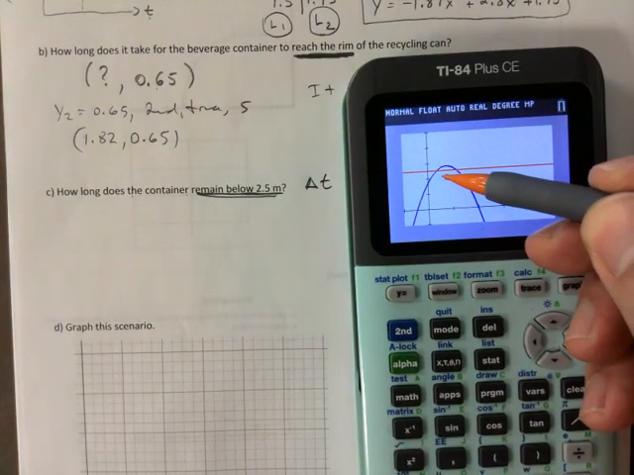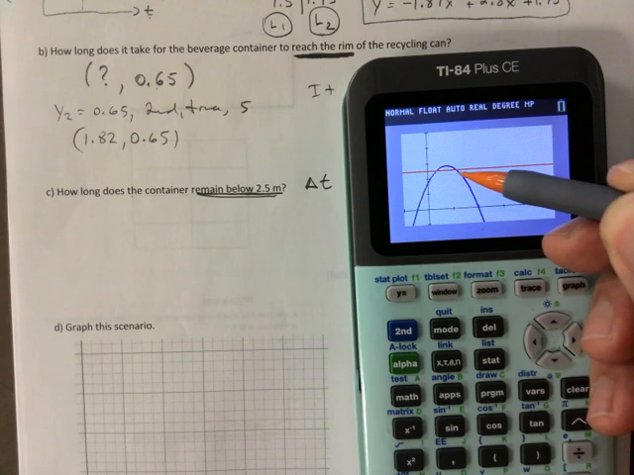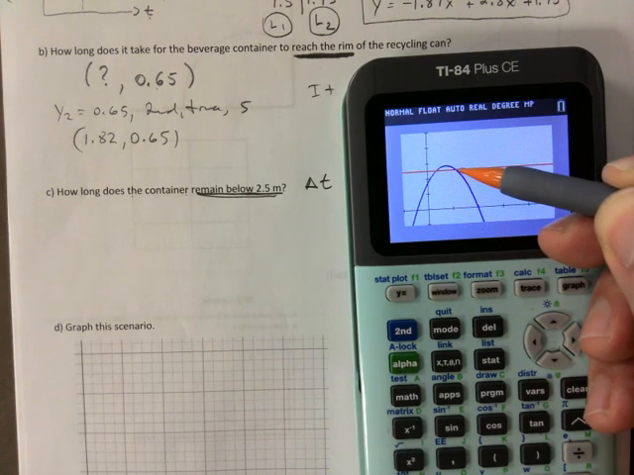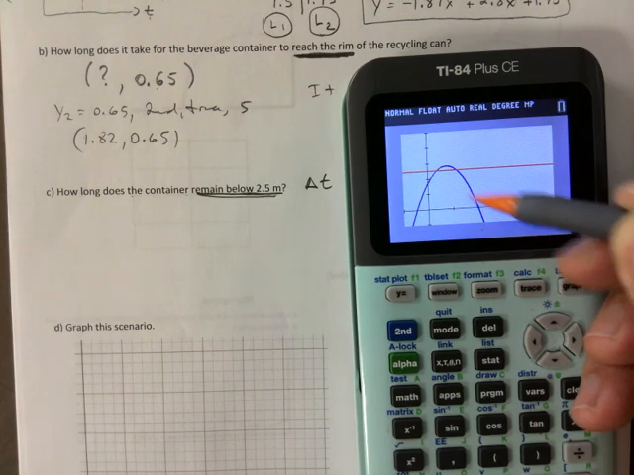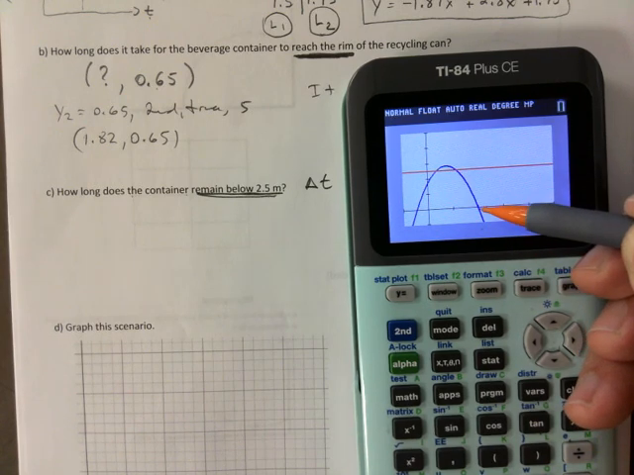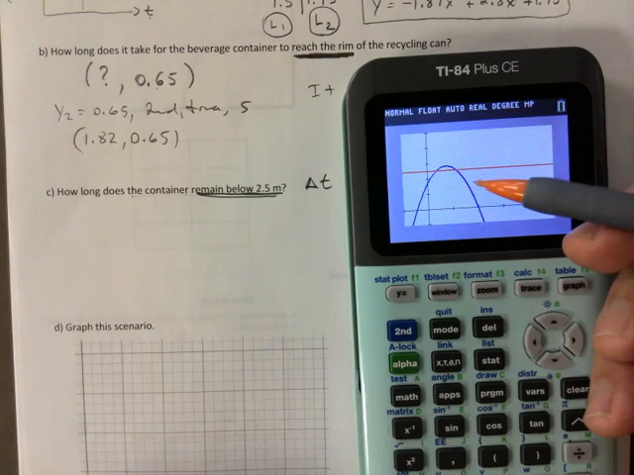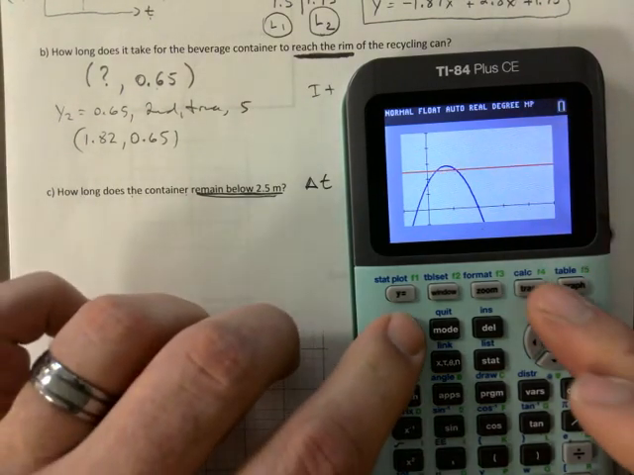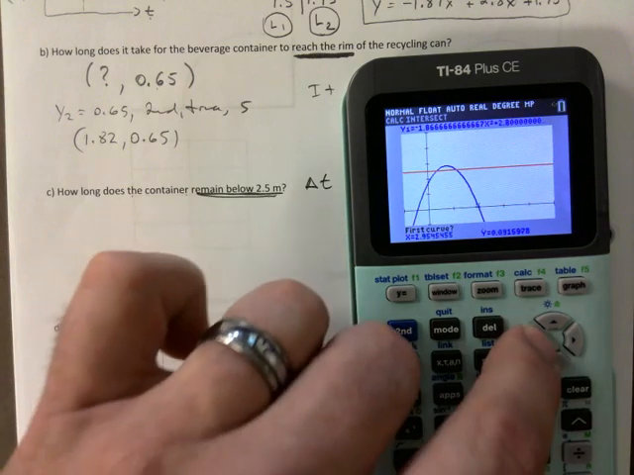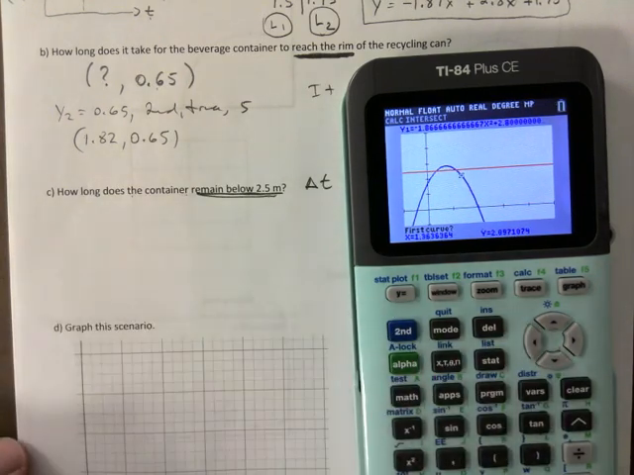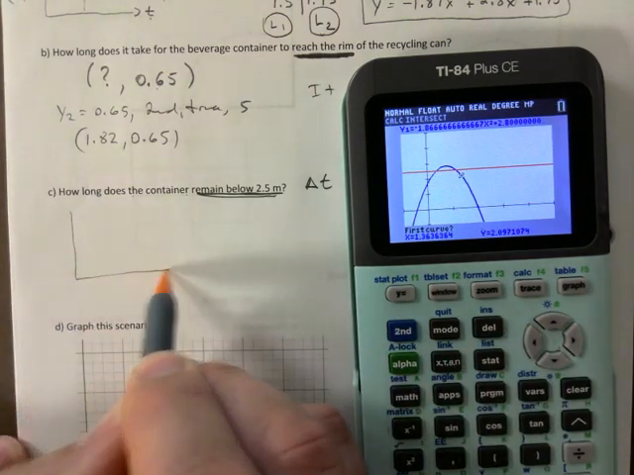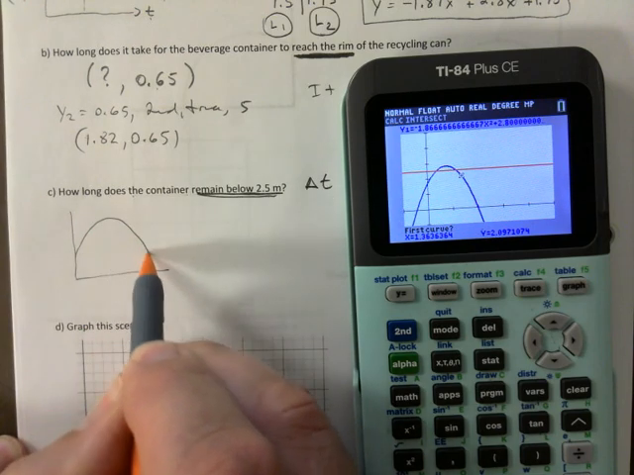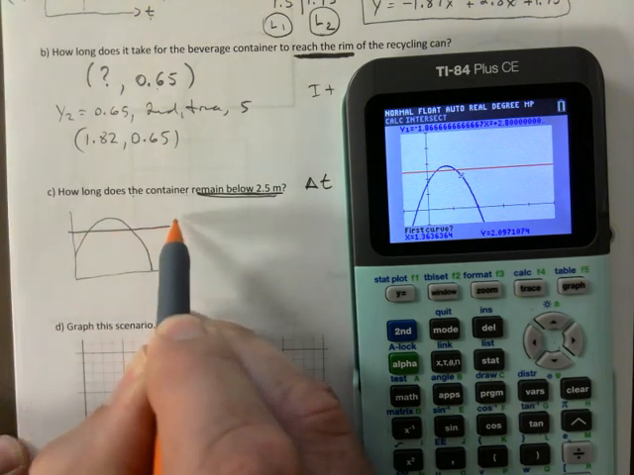So we want to find these two instances, but what is it asking us for? Time above it or below it? We want to find below it. So how do you do this? Well, I'm going to find these two instances. Let's just go ahead and do that. Second trace 5. I will make a sketch here for you. Okay, we just focus on this part. This is the 2.5 line.